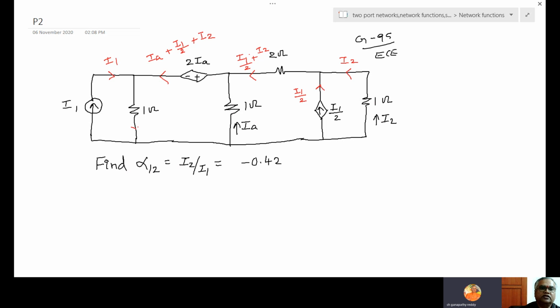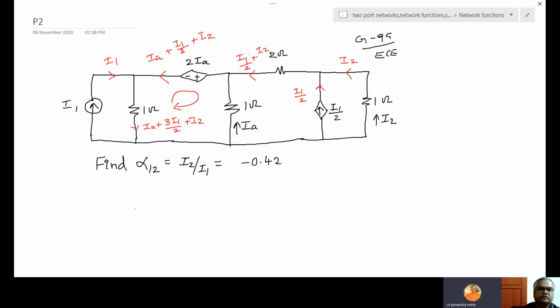So what is this current now? IA, I1 plus I1 by 2. So 3I1 by 2 plus I2. The unwanted one is IA. IA we have to eliminate and take the ratio of I2 by I1. So probably one loop equation is this.